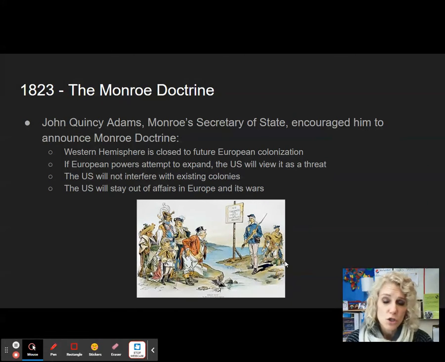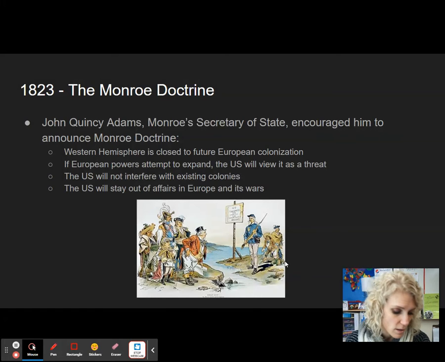So John Quincy Adams, who was, again, Monroe's Secretary of State, encouraged him to announce the Monroe Doctrine to Congress at one of his meetings. And so, in essence, there were four parts to the Monroe Doctrine. First of all, that the Western Hemisphere was now closed to future European colonization. So no longer would European countries be allowed to colonize according to the Monroe Doctrine. Second, if the European nations were to try and colonize, the United States would see it as a threat. So that was the second one.